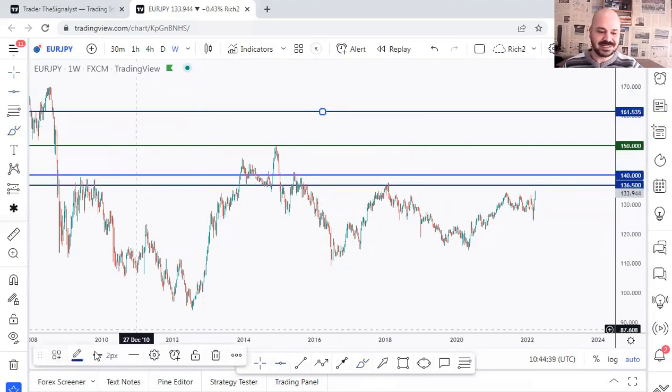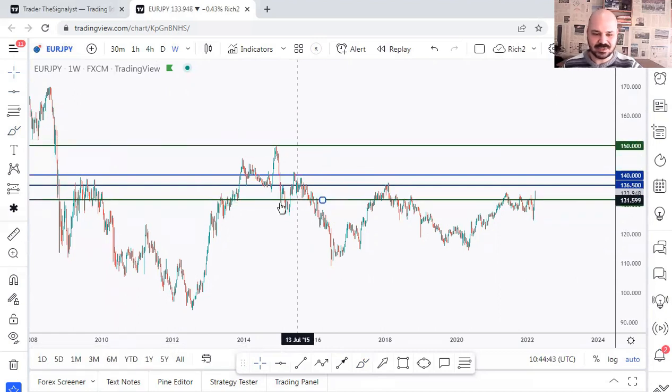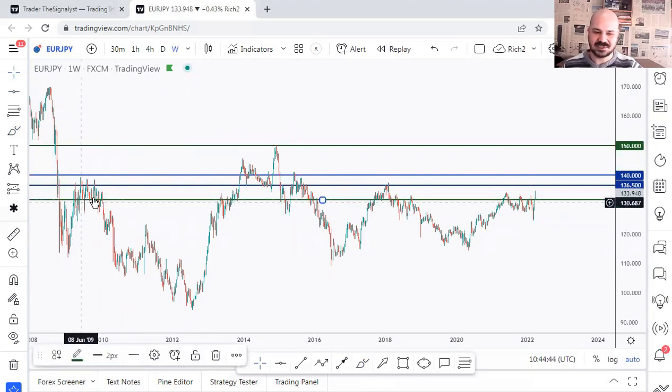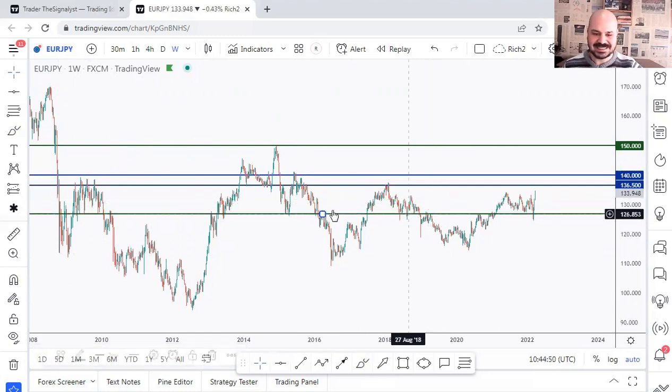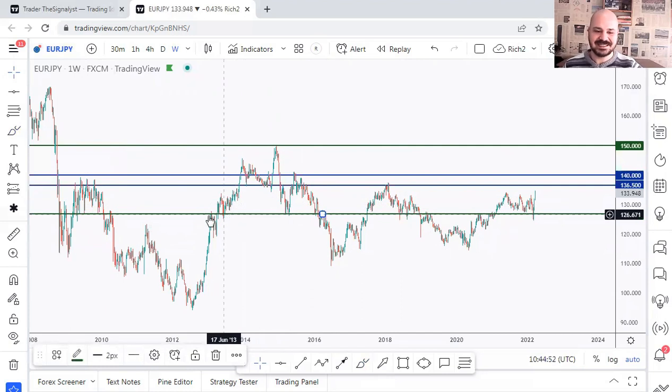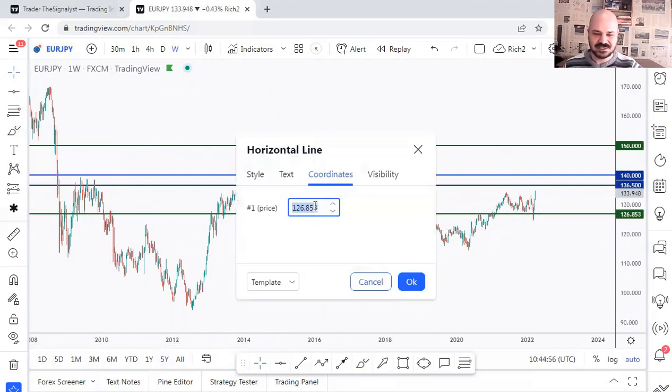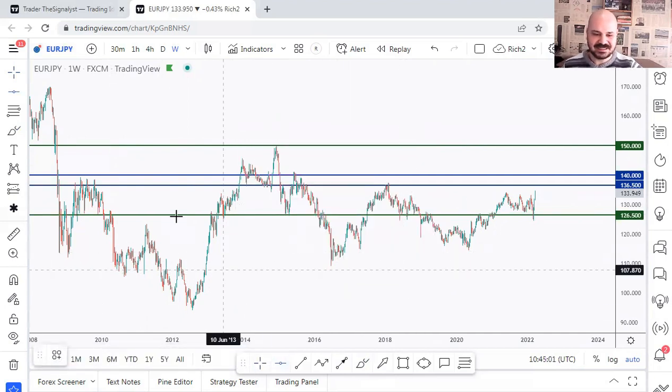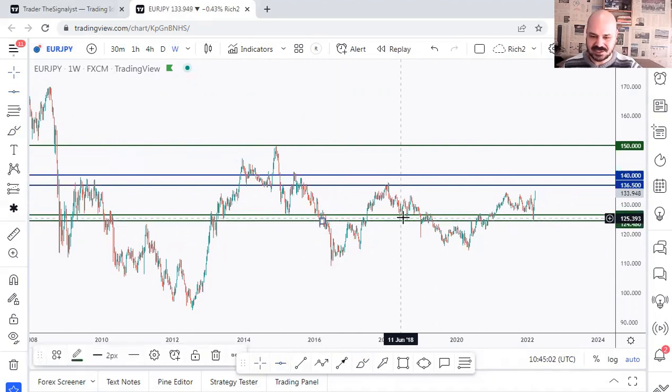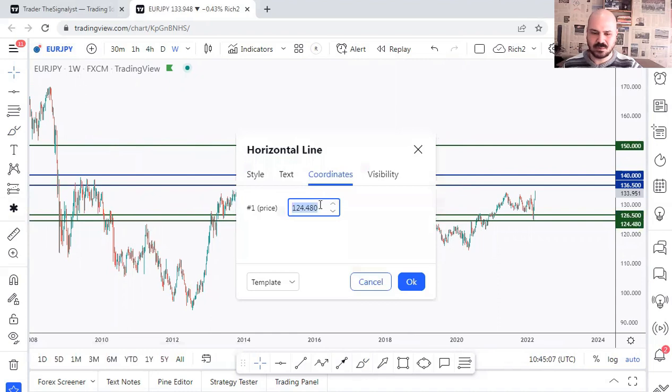Now let's go for green and let's move down. We can see that we can't really connect many swings here. Now this one is getting choppy, right? So if we go lower, we can see that we've got clear rejections here, here, here as well, right? So we've got many rejections from this one. So let's go for 126.5. And let's make it a little bit lower to cover the rejections here, as you can see here as well, and so on. Let's go for 124.5.